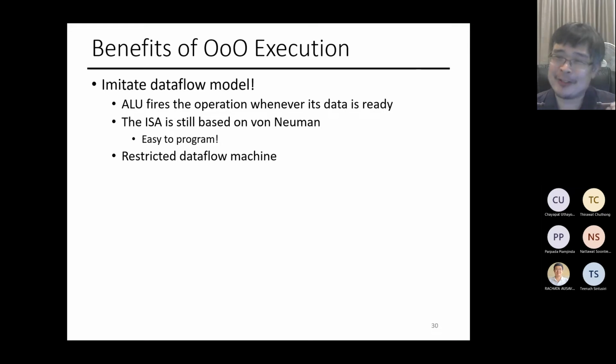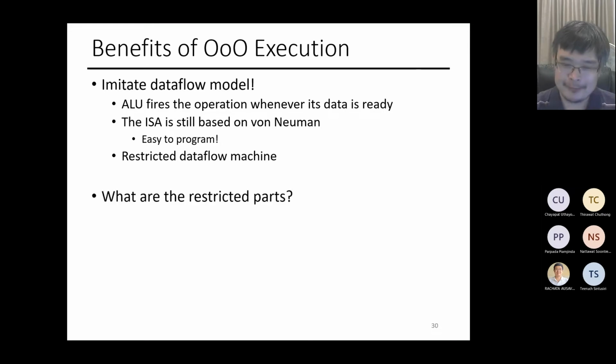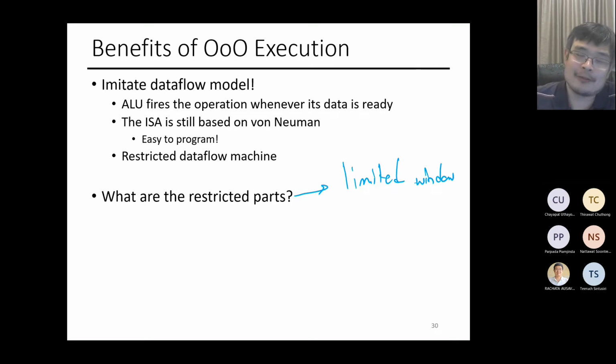This is called a restricted data flow machine because it's restricted. You have a limited window. The reservation station is limited. It can be 256 entries. It can be 128 entries. You cannot fetch more than that, right?